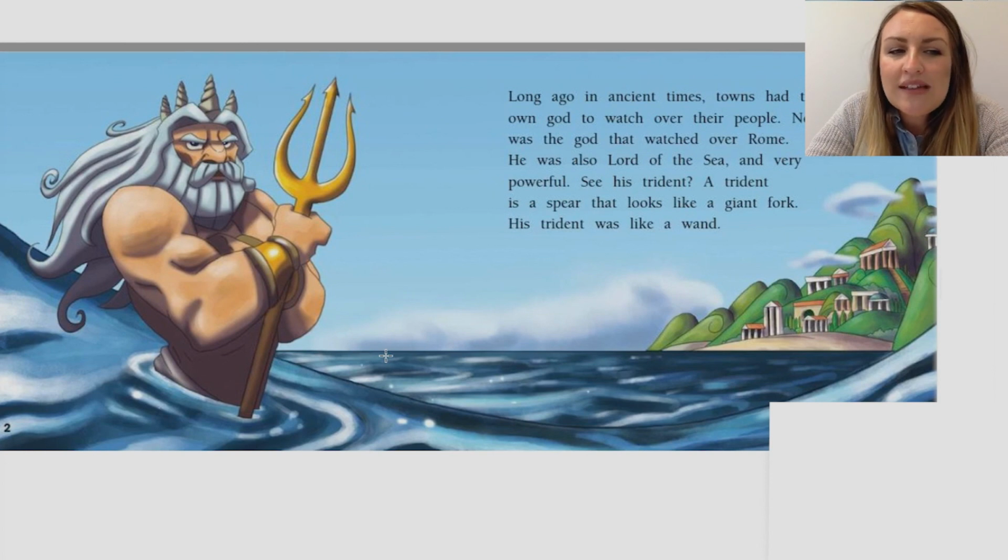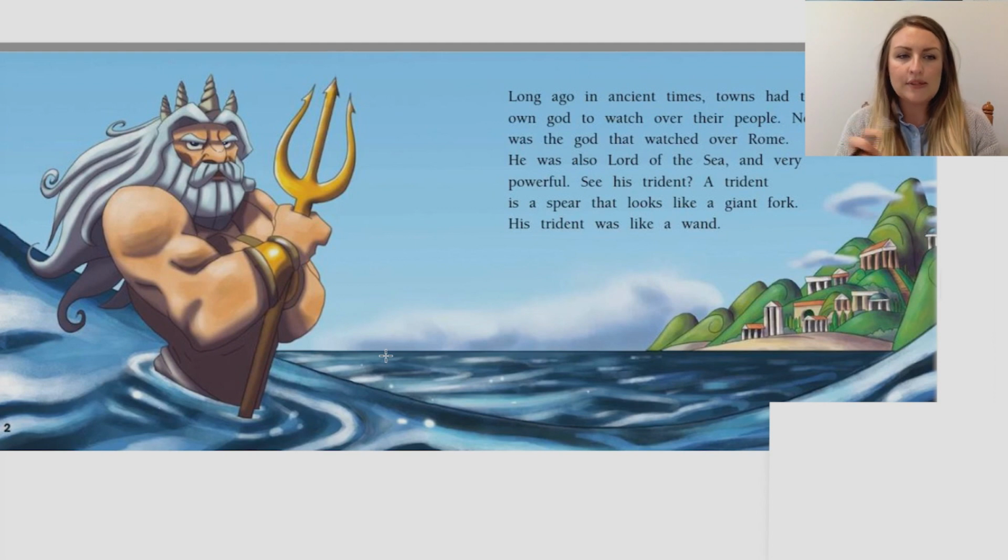What was the purpose of a god? Yes, to watch over the people of the town. What town did Neptune look over? Yes, Rome. Let's take some notes on our notes page about what has happened so far.